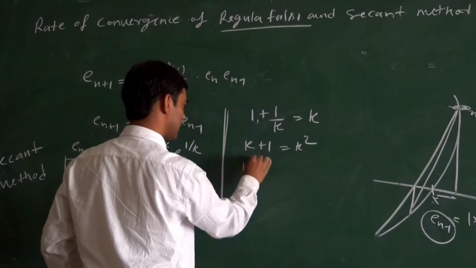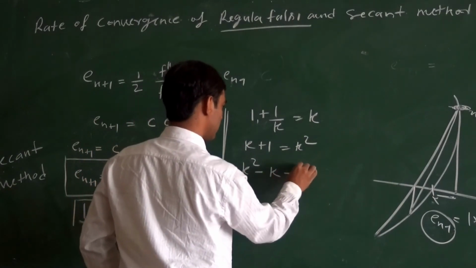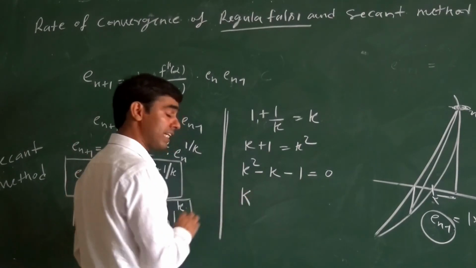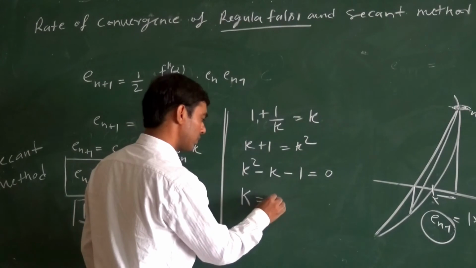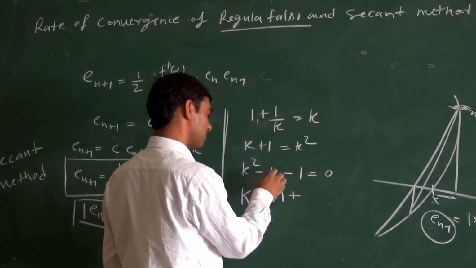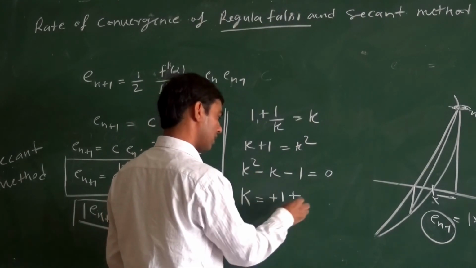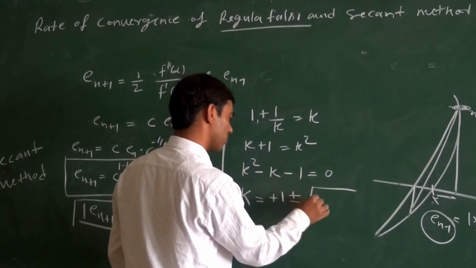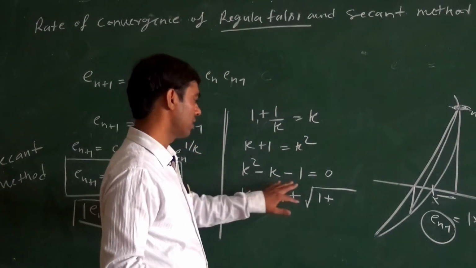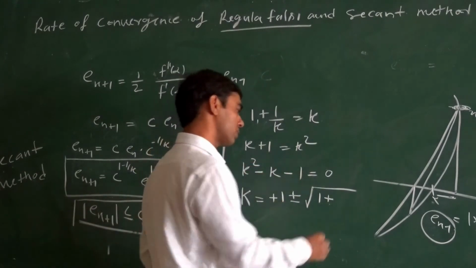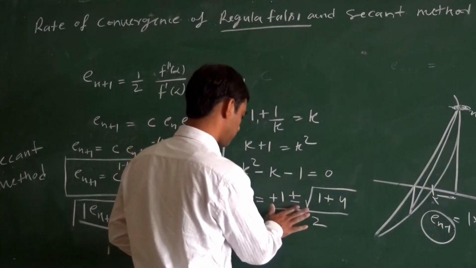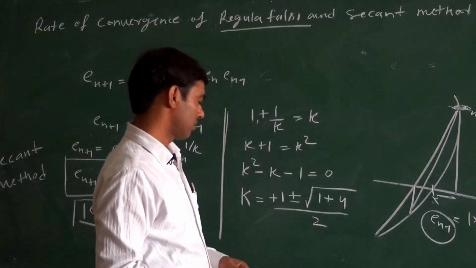So k squared minus k minus 1 equals 0. If we solve this, what is the value of k? Here k represents the rate of convergence. Using the quadratic formula, k equals minus b plus or minus under root b squared minus 4ac, divided by 2a, where a is 1, b is minus 1, and c is minus 1.